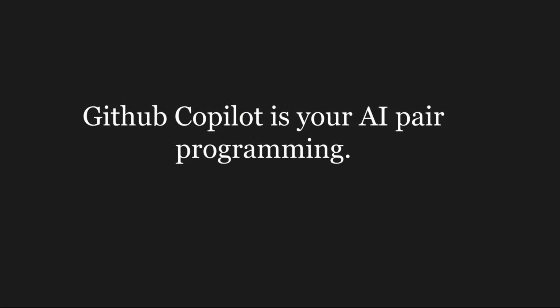GitHub Copilot is like an AI pair programmer. It helps developers write code faster by reducing repetitive tasks and also provides solutions by predicting what they need to do based on the context of their work.